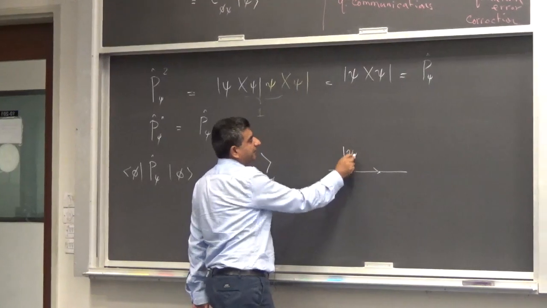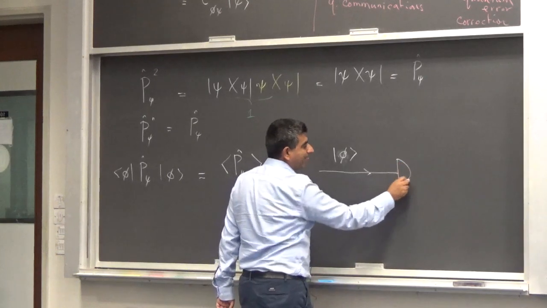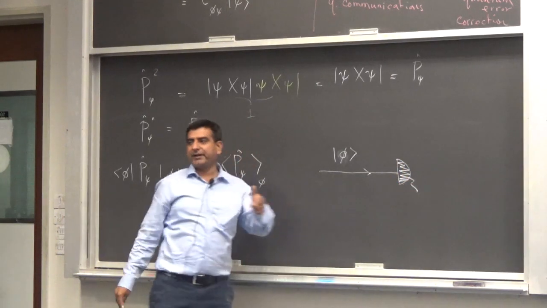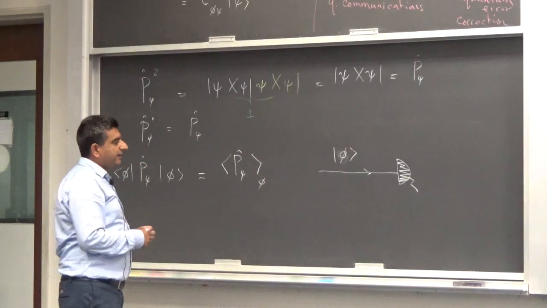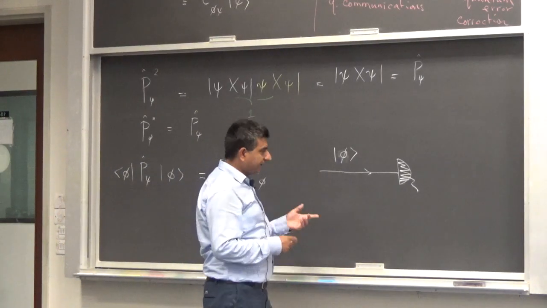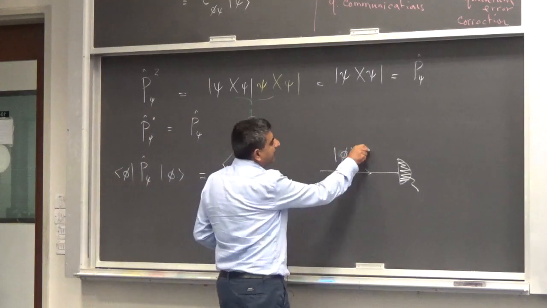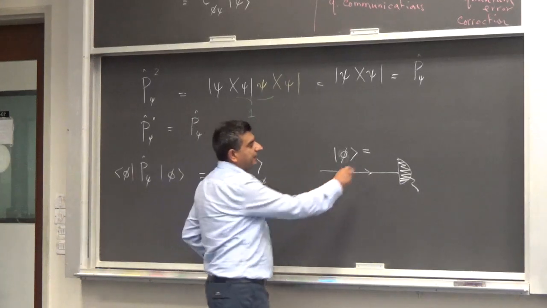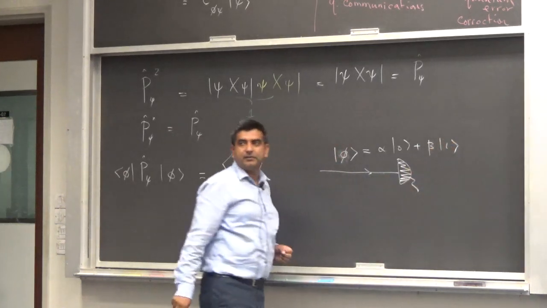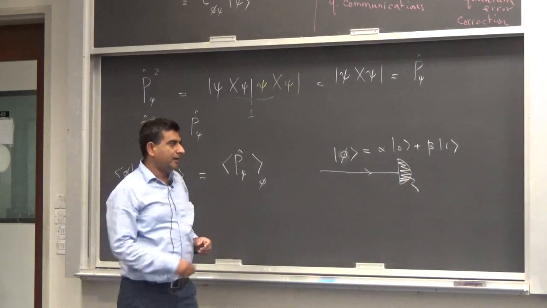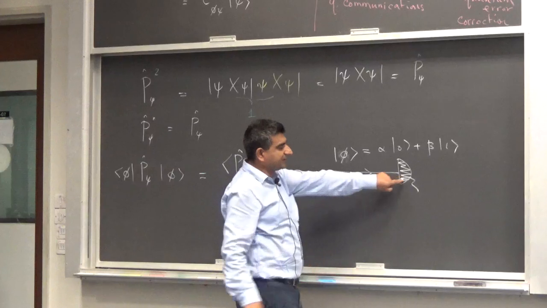So if I input a state phi and I measure it, this is something that you've already seen in the course. So now in what basis am I measuring it? Suppose I measure it in a basis ket 0 or ket 1, which really means that since I'm dealing with qubits, my state can be alpha ket 0 plus beta ket 1. Now this is my input state and this is my detector.